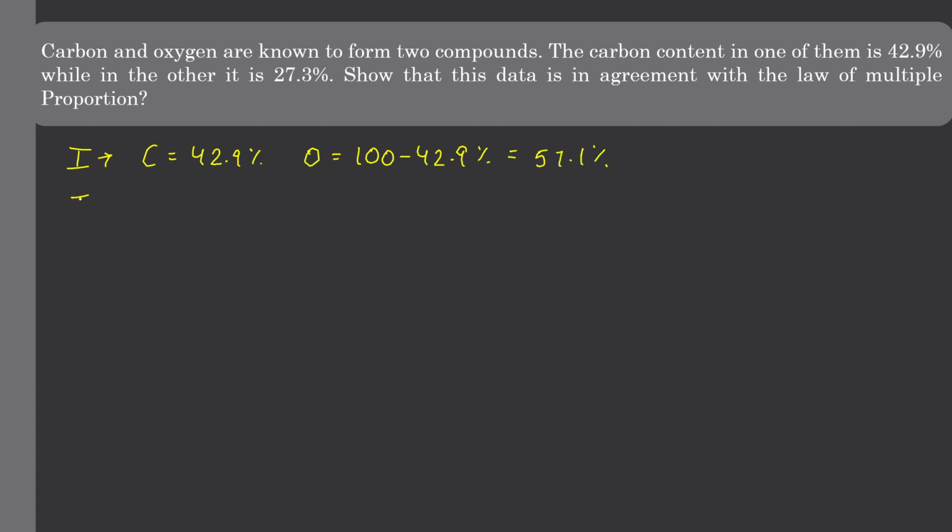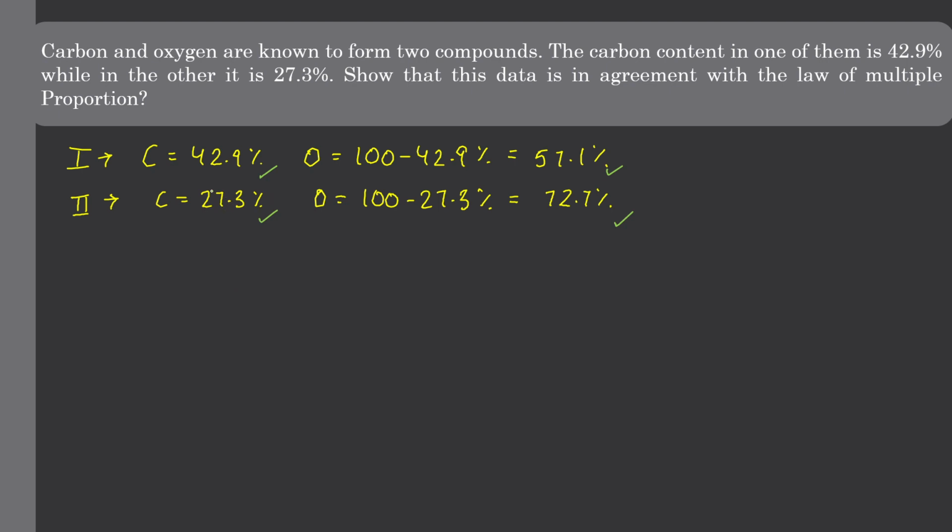Let us take the next case, the second case. The mass of carbon given to us is 27.3%, and that of oxygen is 100 minus 27.3, which is 72.7%. Now nothing is fixed here. We can clearly see the carbon mass is 42.9% and 27.3%, while that of oxygen is 57.1% and 72.7%. We are not able to find anything common.